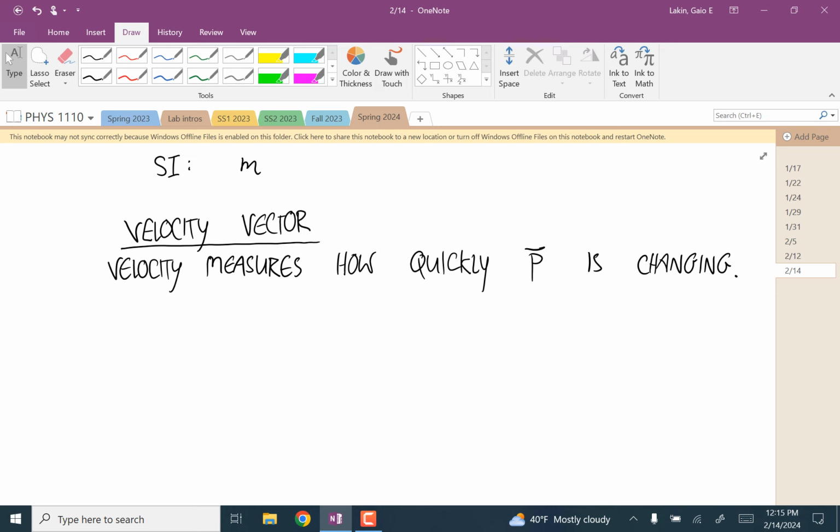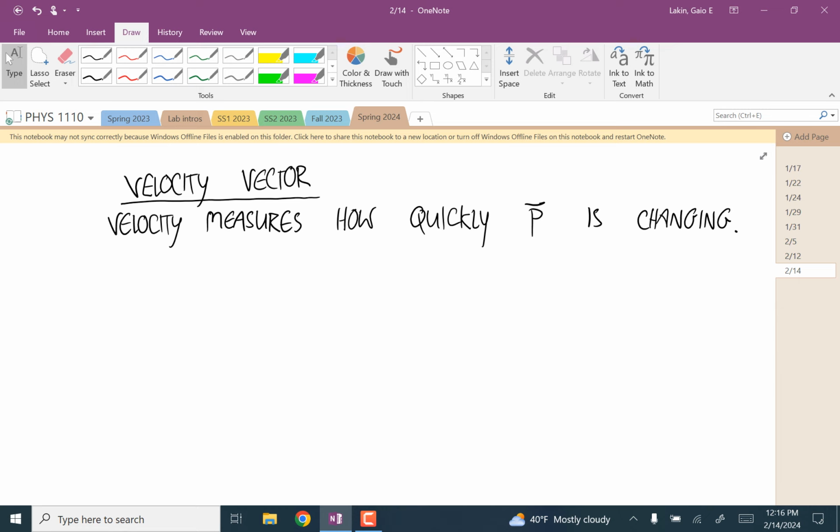So remember that all vectors have two properties. Anyone remember what those are? Magnitude and direction, okay? And nothing else. So vectors don't have locations. They don't have anything like that. They just have a magnitude and a direction. So what are the magnitude and direction of the velocity vector?